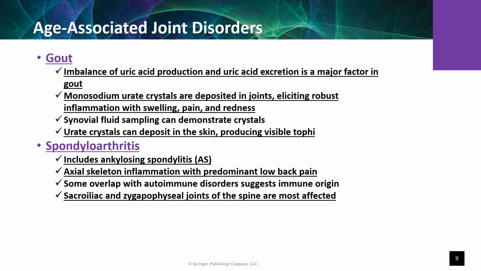Gout is a common arthritic disease where monosodium urate crystals are deposited in joints, bones, and soft tissue, resulting in acute arthritis and chronic tophi gout. Uric acid is the end product of purine metabolism and is a normal constituent of extracellular fluid. Uric acid crystal formation is promoted at high levels of uric acid, hyperuricemia.